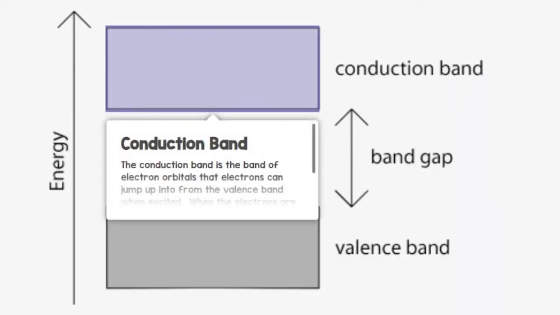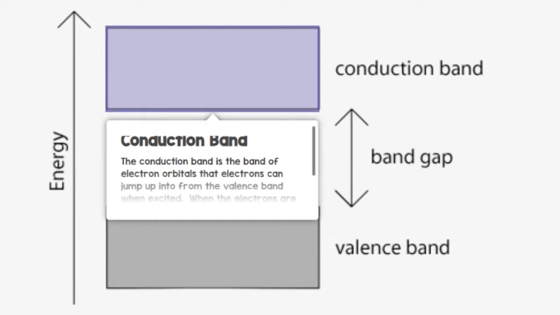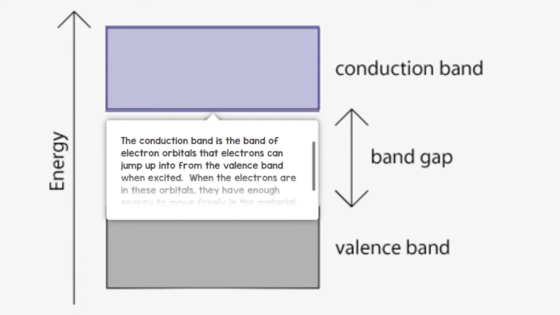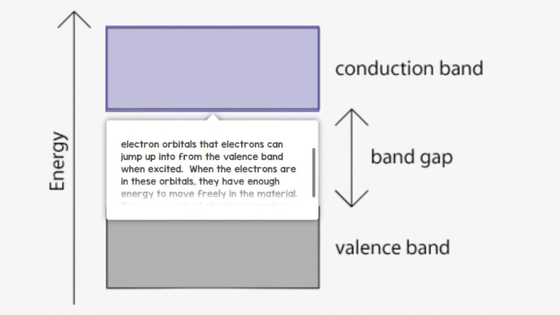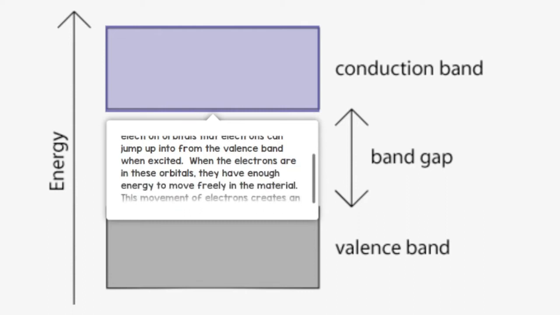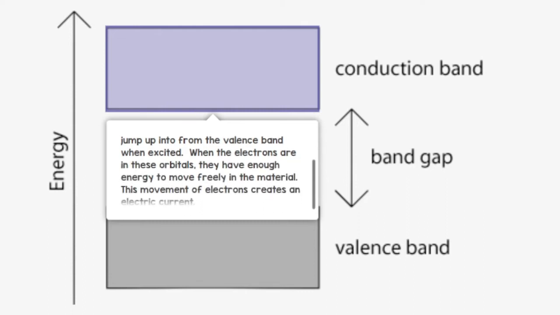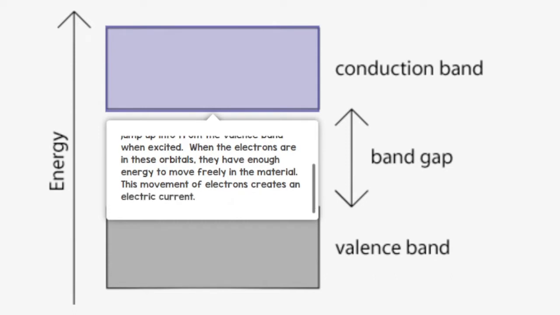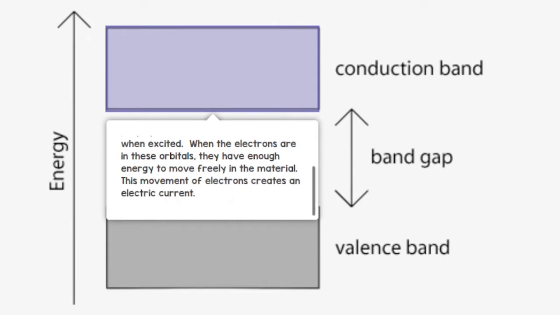What is conduction band? The conduction band is the band of electron orbitals that electrons can jump up into from the valence band when excited. When the electrons are in these orbitals, they have enough energy to move freely in the material. This movement of electrons creates an electric current.